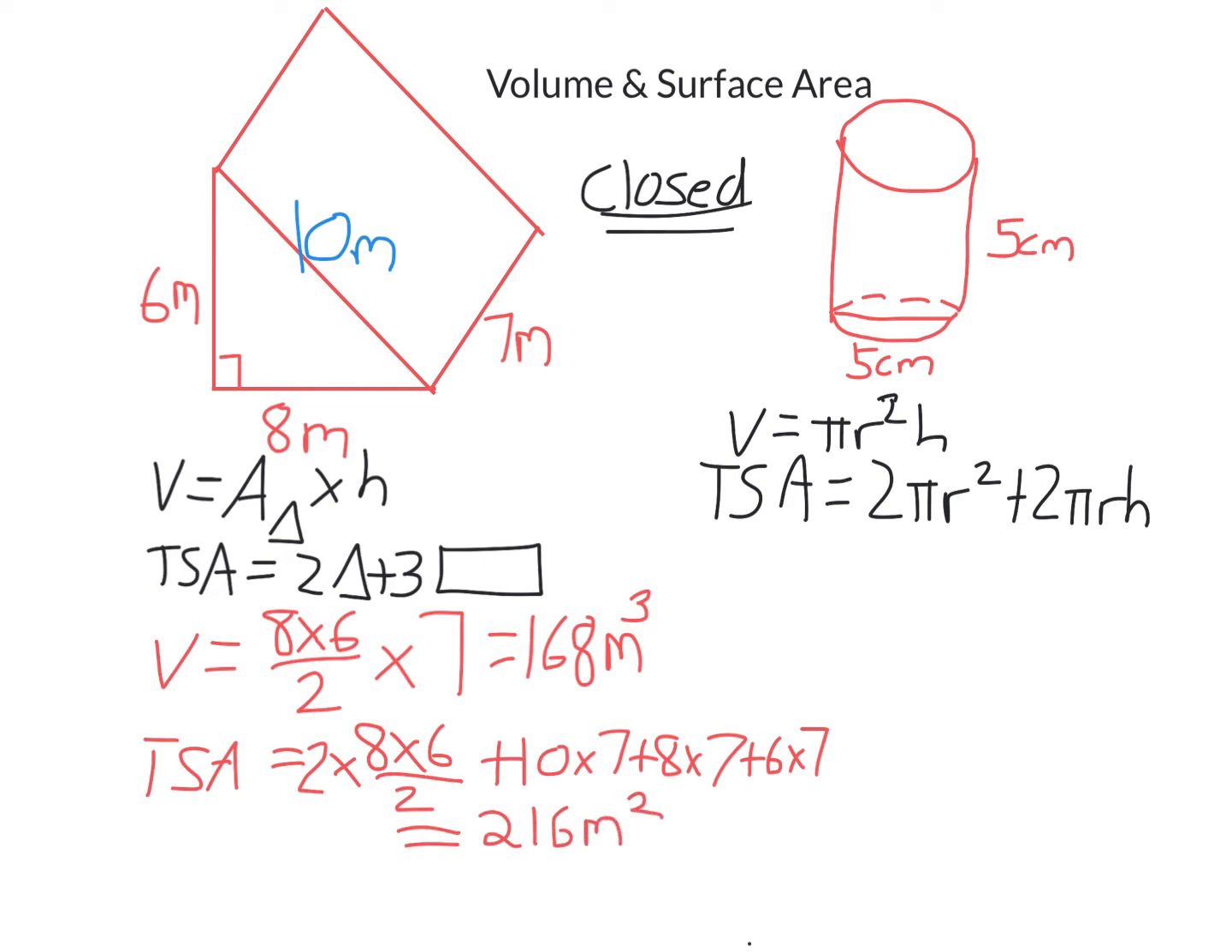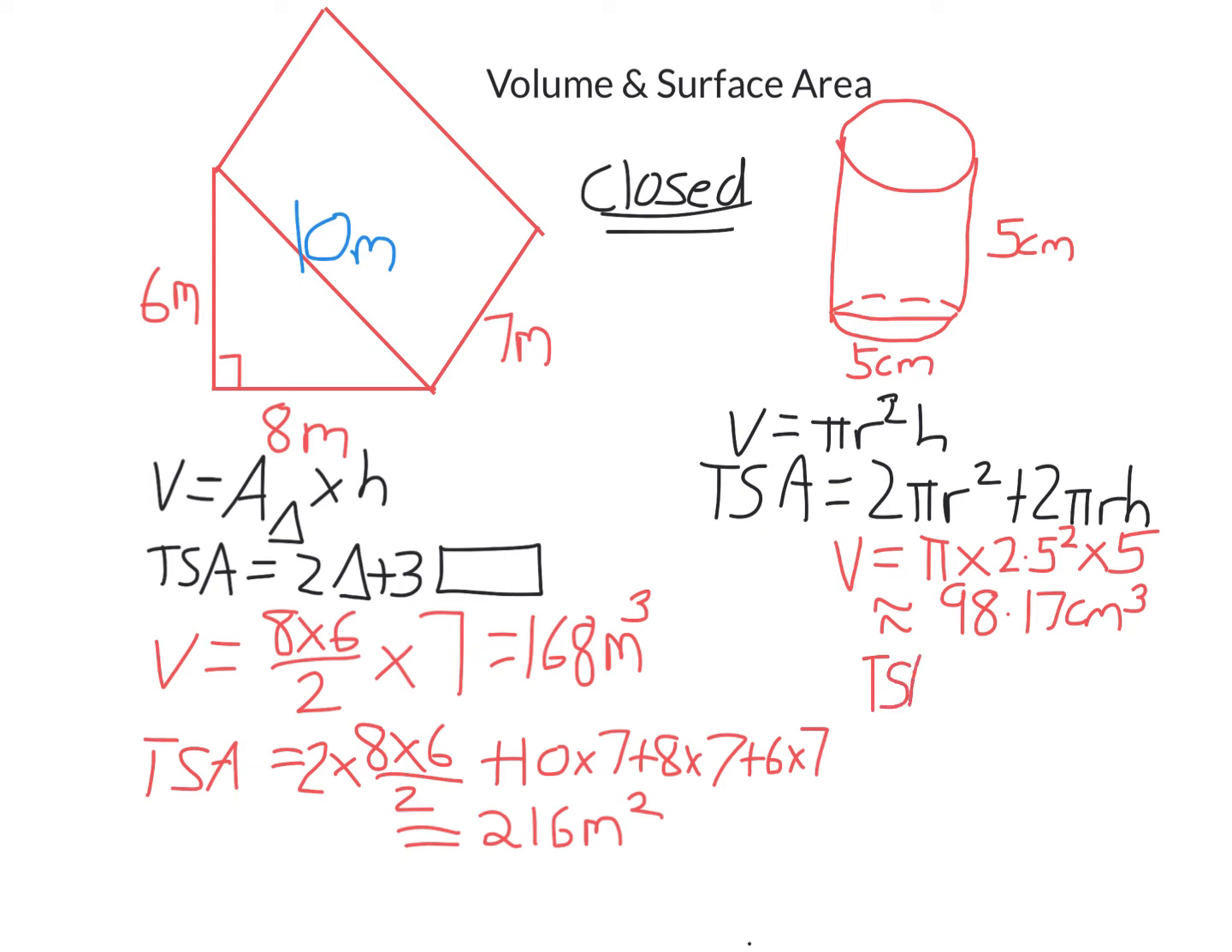All right, let's now look at finding the volume and surface area of the cylinder. The volume of any cylinder is just the area of the circular base times the height. The area of the circle at the bottom is pi times, now the diameter is 5, so the radius is 2.5, pi r squared, multiplied by the height. Putting that on our calculator, we get about 98.17 centimeters cubed.